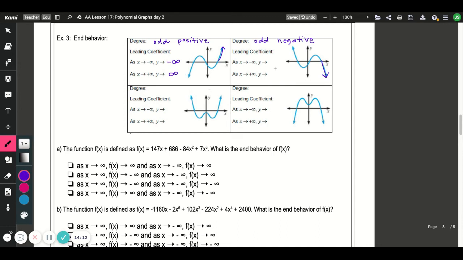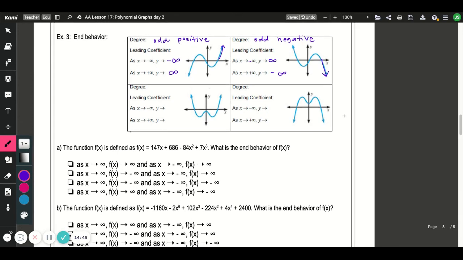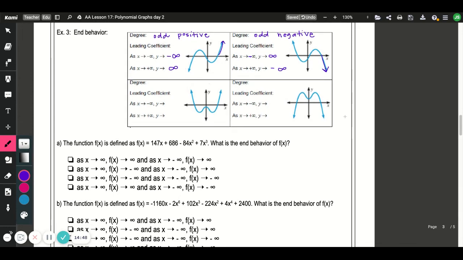Okay, so let's look at this next one. If the degree is odd and negative, what happens on the left side of the graph? As x goes to the negative or left-hand side, which way is it pointing? It is pointing up. Up is positive. As x goes to the positive side, that means the right-hand side of the graph, which way is it pointing? It is pointing down. Down is negative. So if you fill this chart in carefully, you can use it to answer all of the rest of these problems.